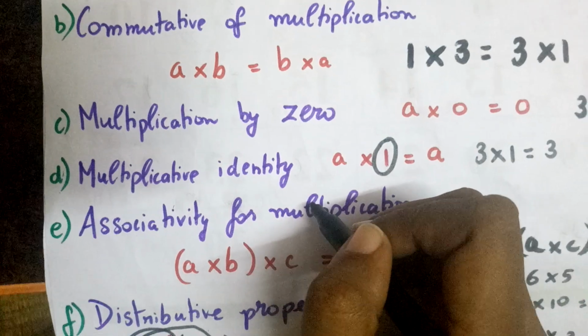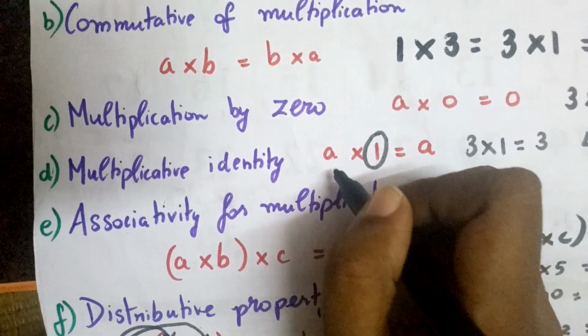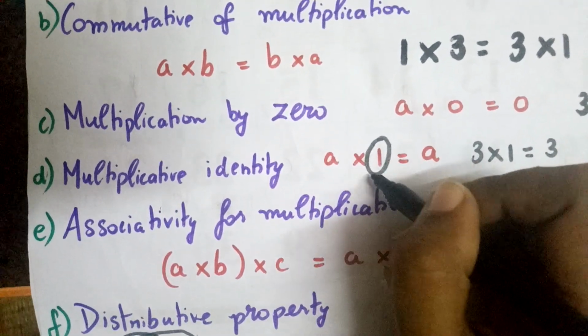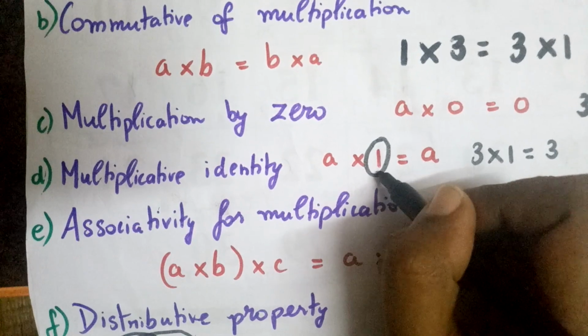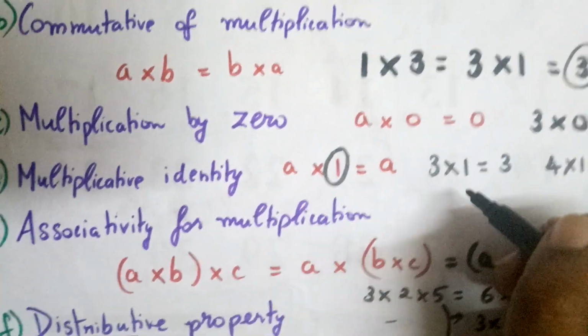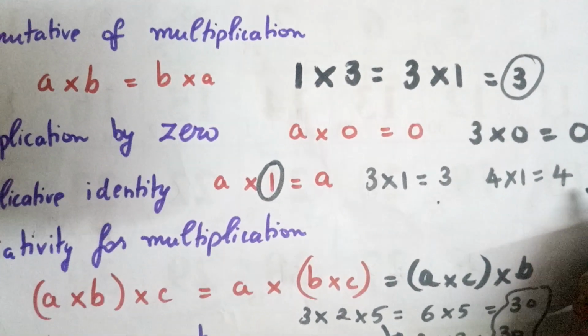Multiplicative identity. Multiplicative identity is something wherein you multiply an integer with another integer so that it gives you the first integer, that is a. So the multiplicative identity for multiplication is 1. So a into 1 gives you a, the same integer. So the examples are 3 into 1 which gives you 3 and 4 into 1 which obviously gives you 4.